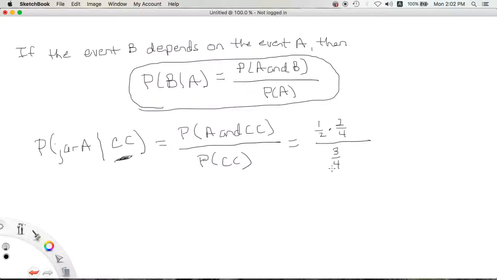And then the probability of chocolate chip, we figured that out also using our tree diagram. We added up 1/8 plus 1/8 plus 1/2. So go back a screen and look at that. So you've got 1/4 divided by 3/4, which is 1/3. So the probability that it came from jar A, given that you know it's a chocolate chip cookie, is 1/3. Make sure you know this formula here and that you understand how to use it.